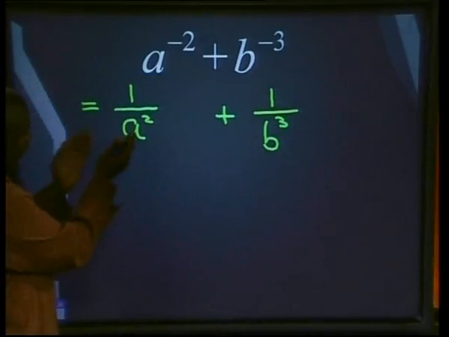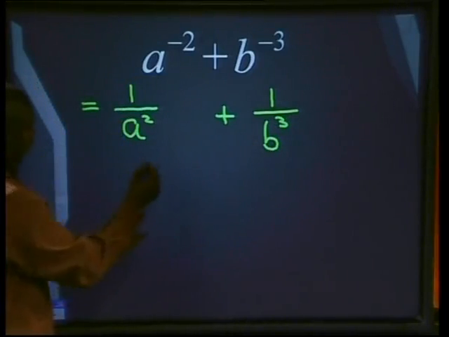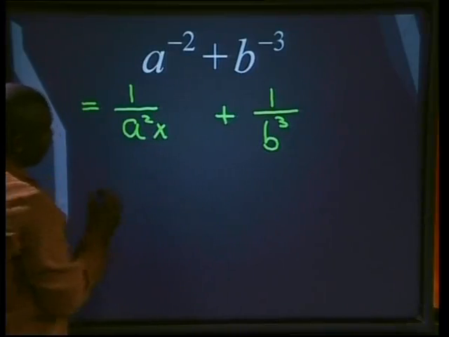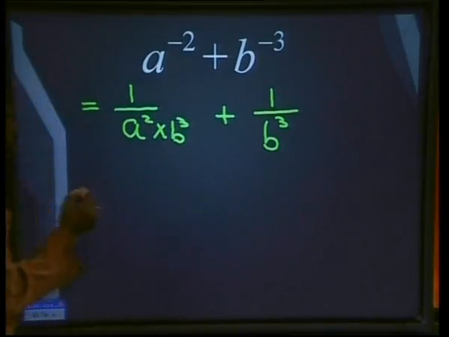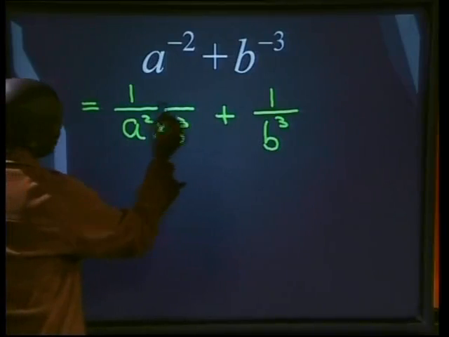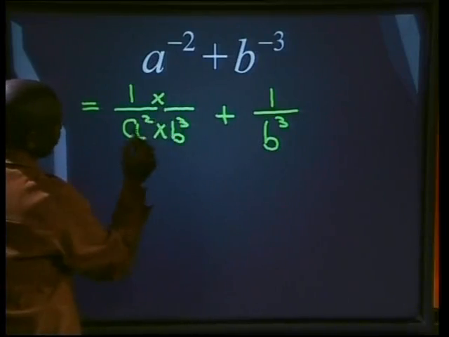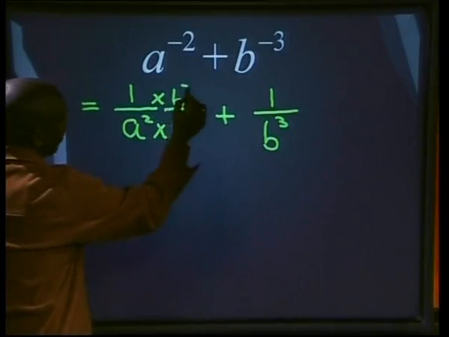So what do we need here? We need to have a b to the power 3. So we multiply the bottom here by b to the power 3. The golden rule in mathematics, whatever you do at the bottom, you should also do at the top. So that means here, we multiply the top as well by b to the power 3.